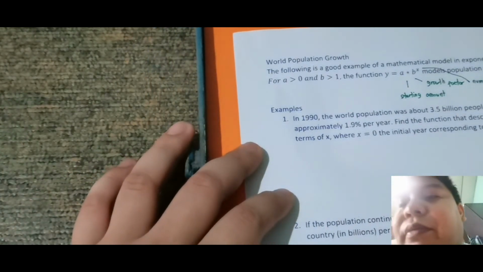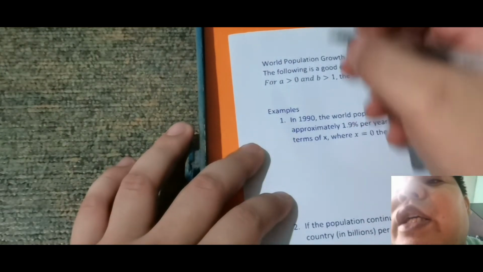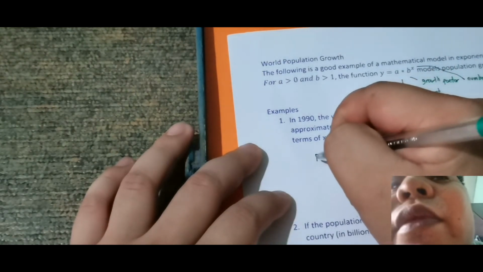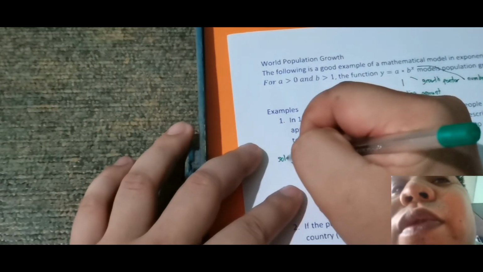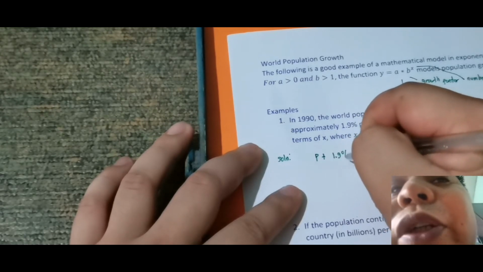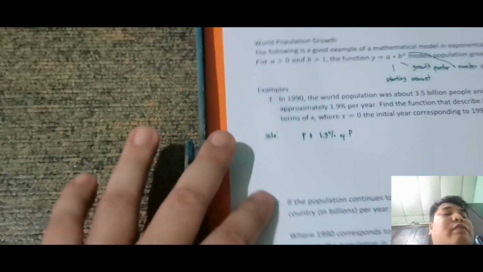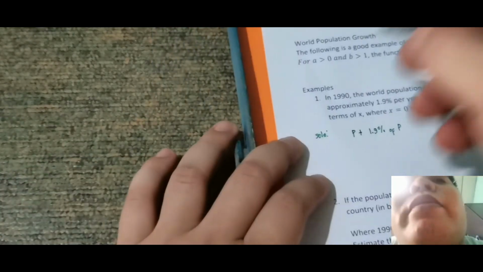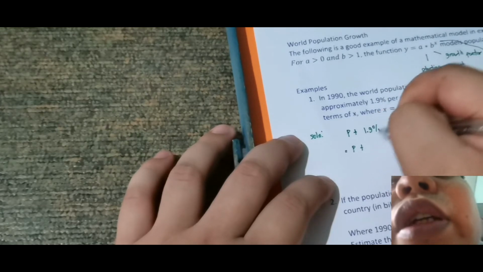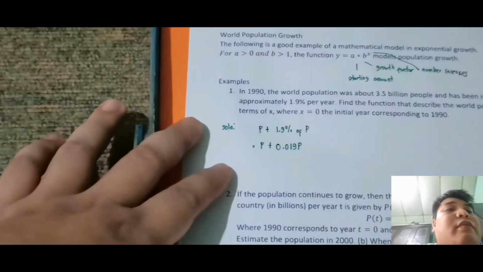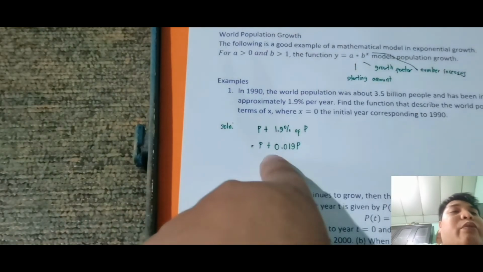So how do we represent it? First, we start with the principal amount, which is our P. For the principal amount P, our population is increasing by 1.9%. So this is the solution. Our population P increases every year by 1.9% of P. In mathematical symbols, this is P plus, turning the percent into a decimal, 0.019 of P. So again, 1.9% of P is 0.019 of P.